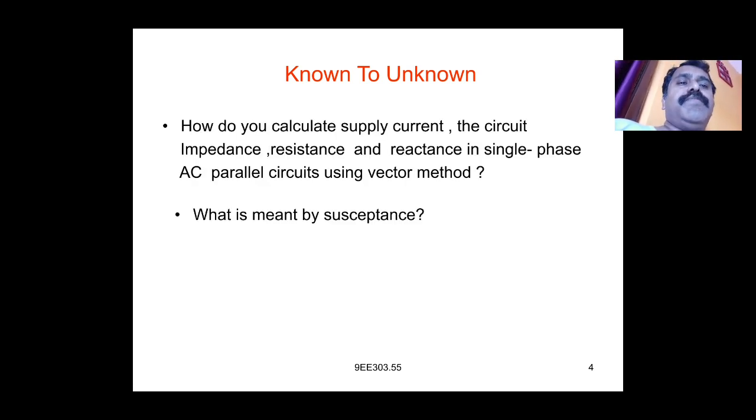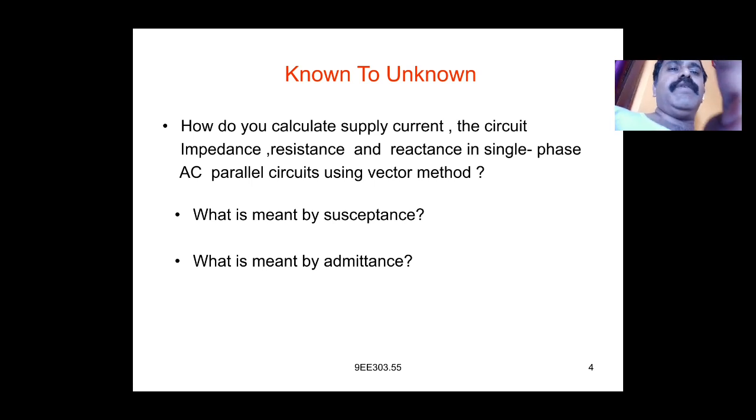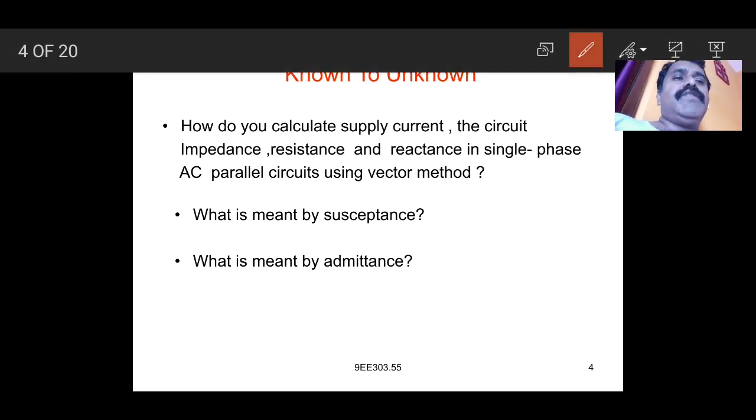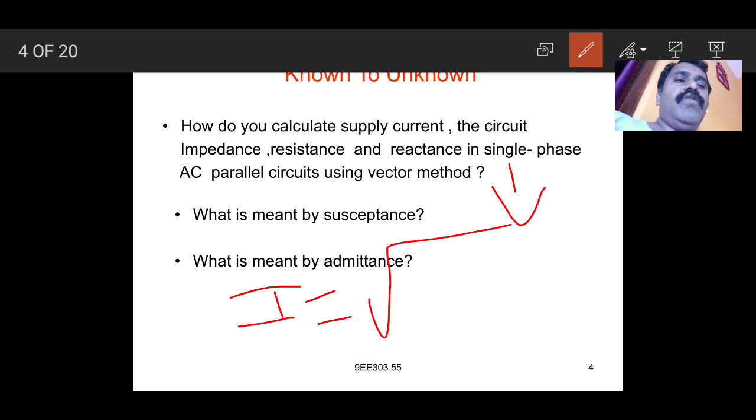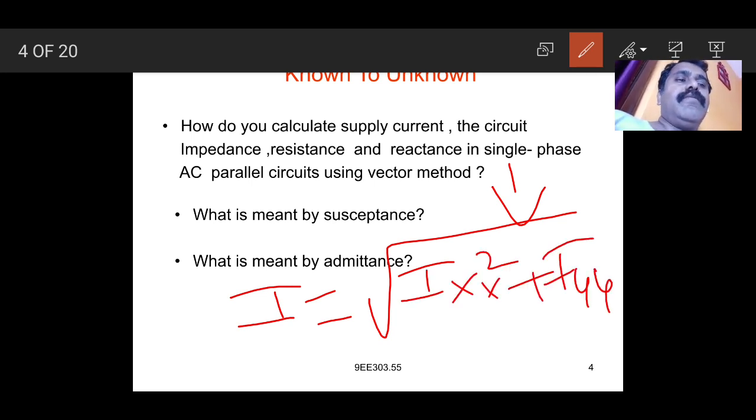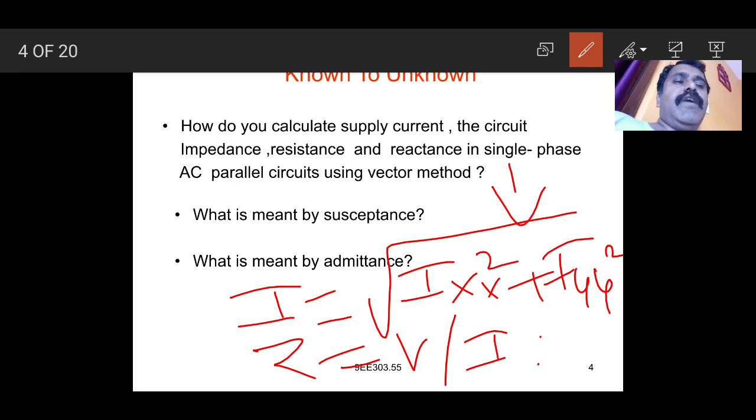Again we can know what is meant by susceptance and what is meant by admittance. First, we resolve the currents into two components, that is I is equal to the square root of Ix square plus Iy square. From this we can determine the Ix and Iy values, and the I value. Impedance Z is equal to V by I, and the resistance we can find.